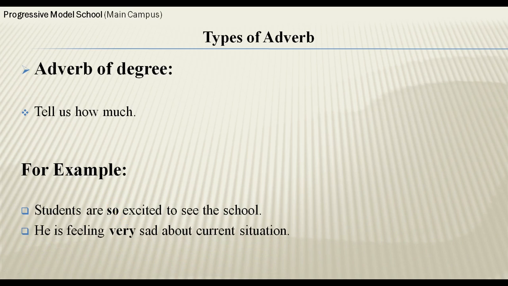He is feeling very sad about the current situation. How much sad? Very sad. He worked too hard. To which extent did he work hard? Too hard. So the words like so, very, too, really, quite, extremely, absolutely, these are all the examples of adverb of degree.